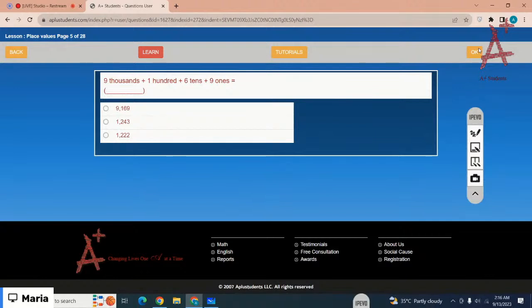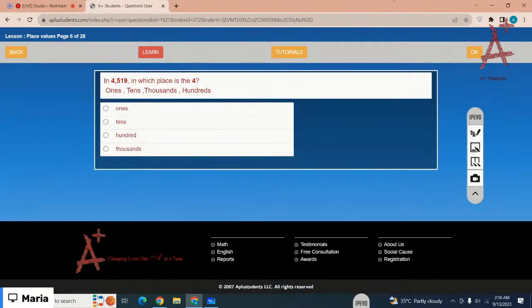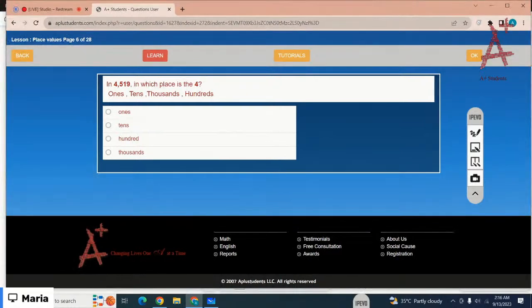9 hundreds, 6 tens and 9 ones. Which number is it? 969. Yes, very good. That is option number 1. In 4,509, in which place is the 4? So, which is the correct option?